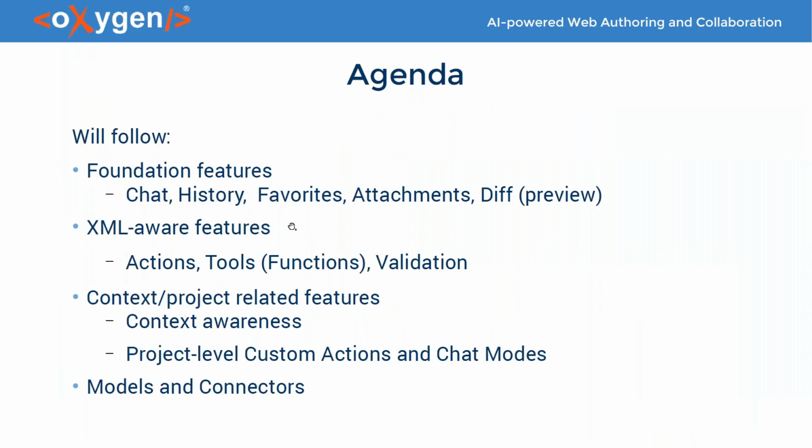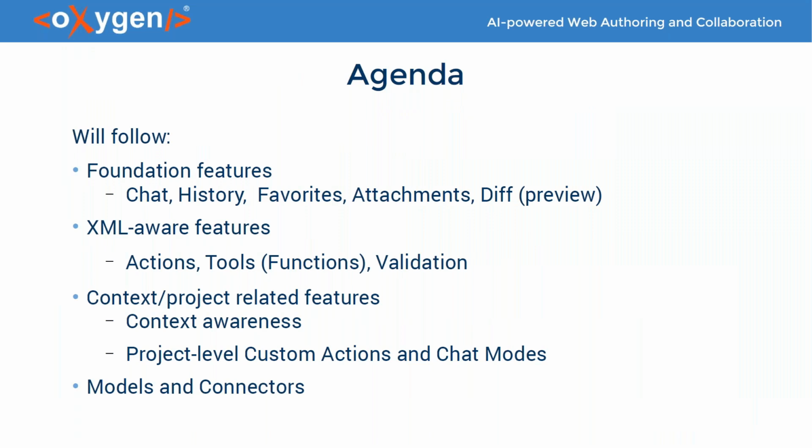And about the agenda for this webinar, I will start briefly with the foundation features that every AI agent or assistant must have, such as the chat, the history, the favorites where you can save and load prompts, so that you don't have to write the prompt each time you have to use it. The possibility to add attachment files to the chat. Last but not least, the diff, which allows you to preview changes in the document.